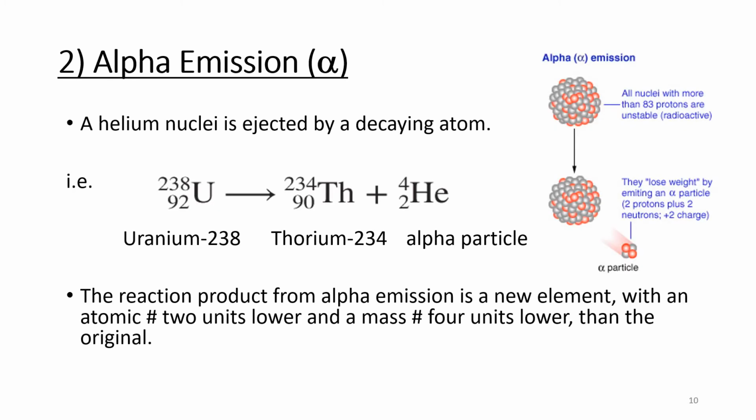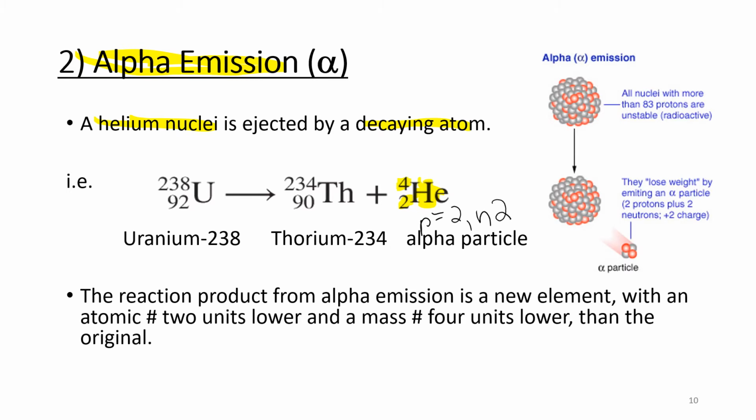The next type of radioactive emission we're learning about is alpha emission. In alpha emission, a helium nucleus is ejected by our radioactive isotope. And in this case, the alpha particle is represented by helium as our element symbol. Helium has an atomic number of 2 and a mass number of 4. So our number of protons in this case is 2, and our neutrons is 2, because our mass number is the protons plus neutrons.